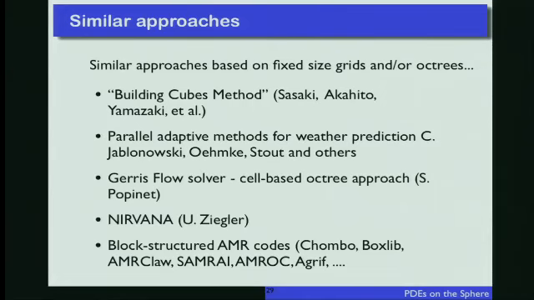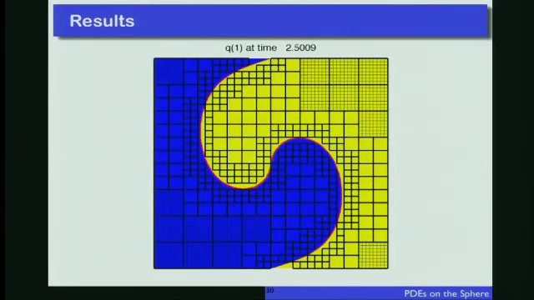And of course, I listed all these block structured AMR codes because they could all be run in this sort of operation. You don't need to have one big coarse grid. You could have a coarse grid that's chopped up any way you want. So in a sense, they're all kind of the same, algorithmically at least.